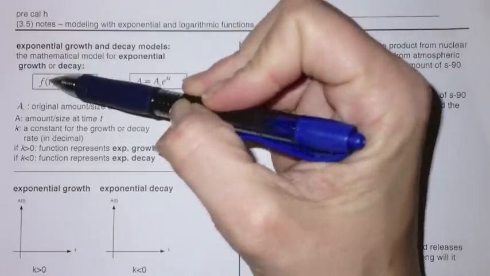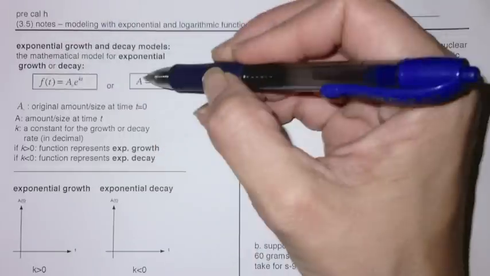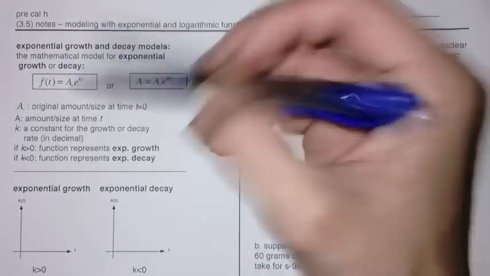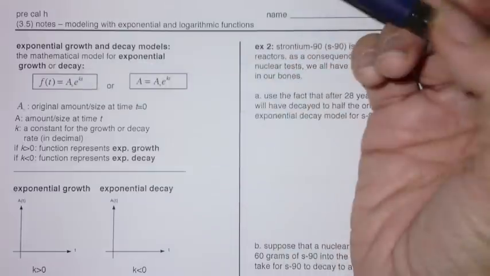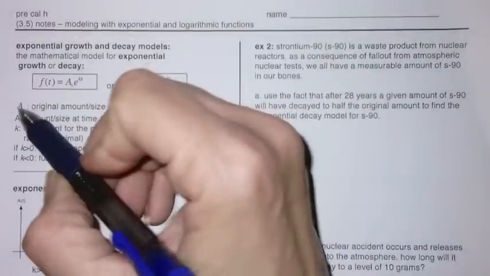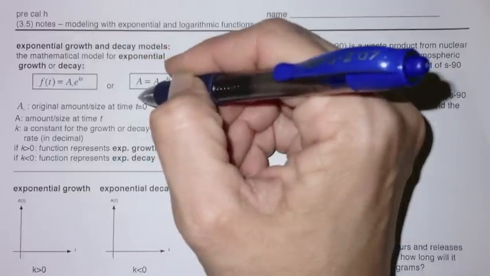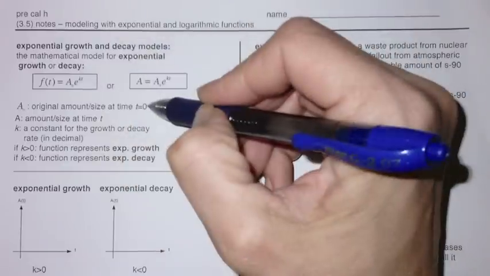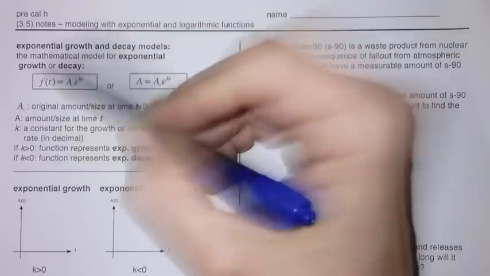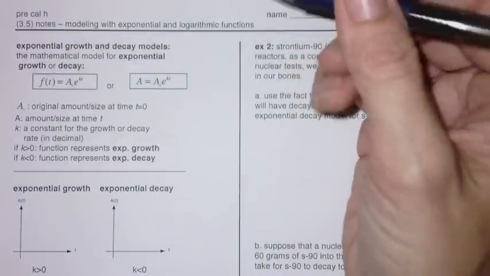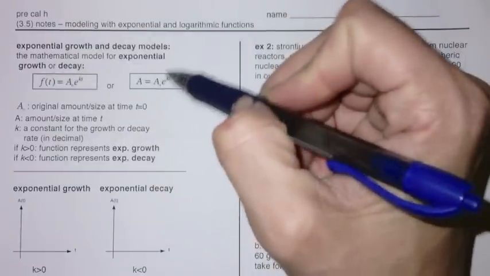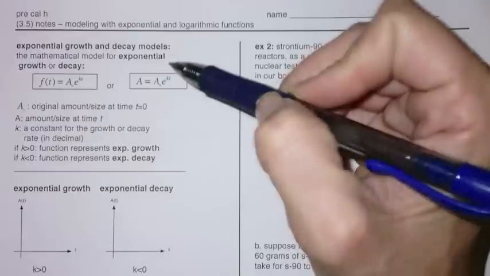One is written as a function and one is just written using A, so they are exactly the same, it just depends on the question. A naught, if you remember from science, is the original amount, so time is 0 at that spot. A, or f of t, is the final amount. K is the constant for growth or decay.